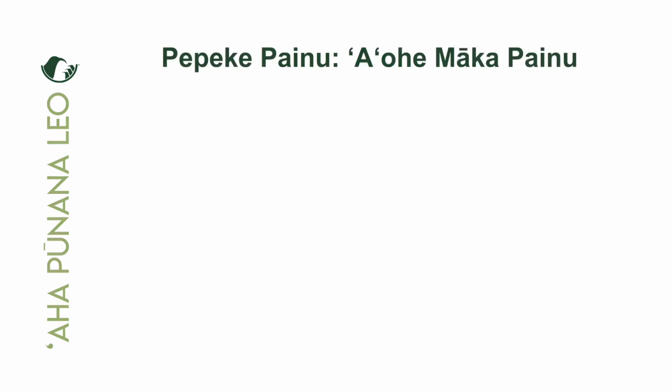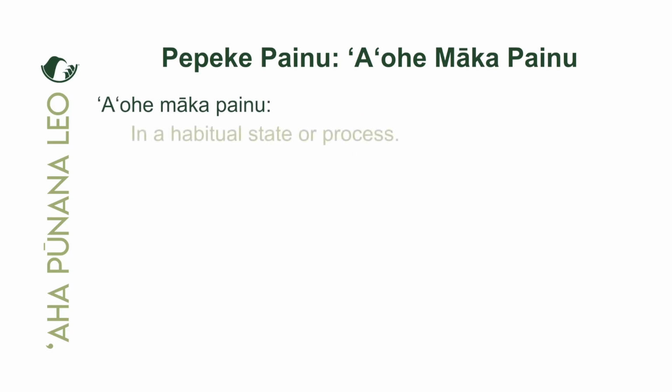All right. Pepeke painu, ʻaʻohe māka painu. There's no tense markers in this example. So let's take a look. ʻAʻohe māka painu, which is our habitual, right? In a habitual state or process. All right, let's take a look at our first example.